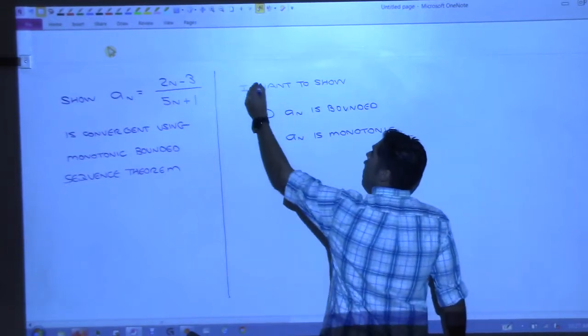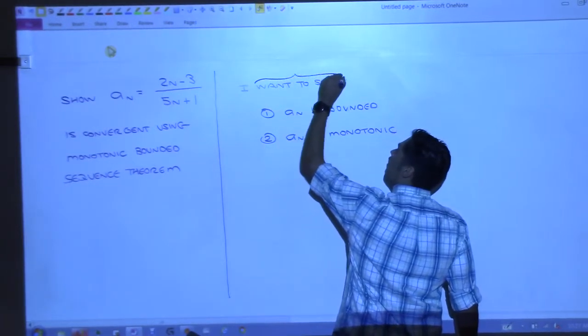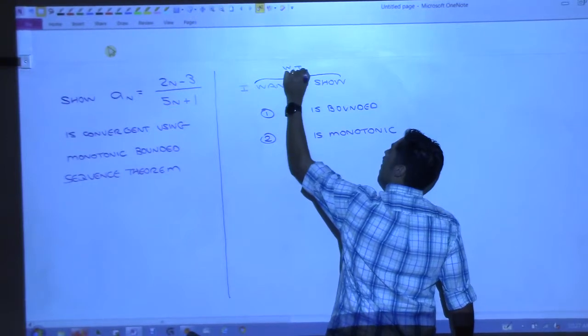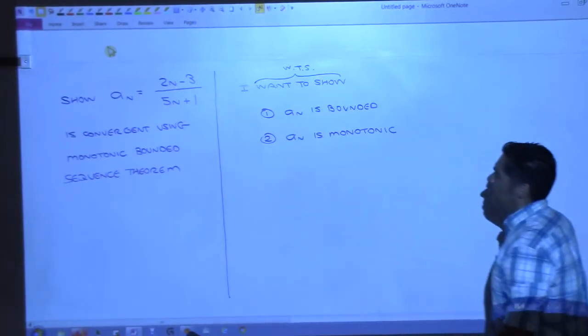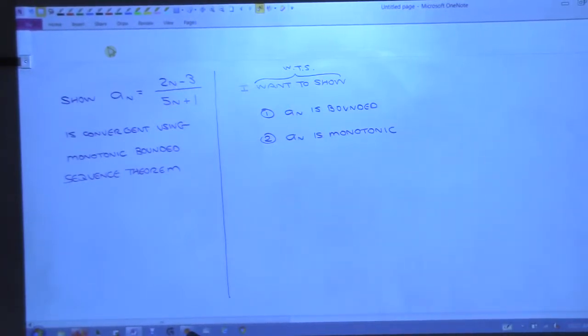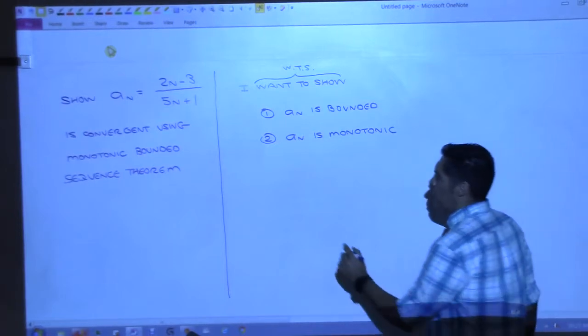Now, see this, want to show? I'm going to abbreviate that WTS. And a lot of mathematicians do that. It's not just me being lazy. You see that sometimes in books. Okay, WTS. All right, I want to show. So let's start with number 1.